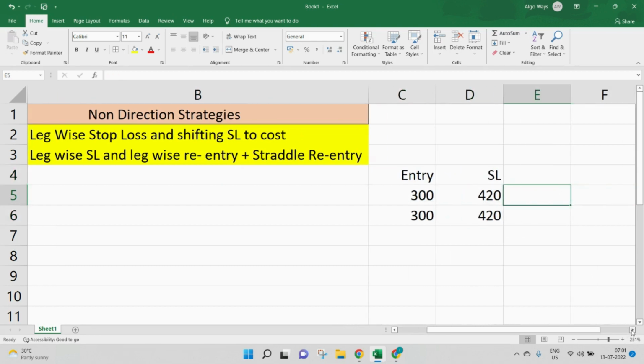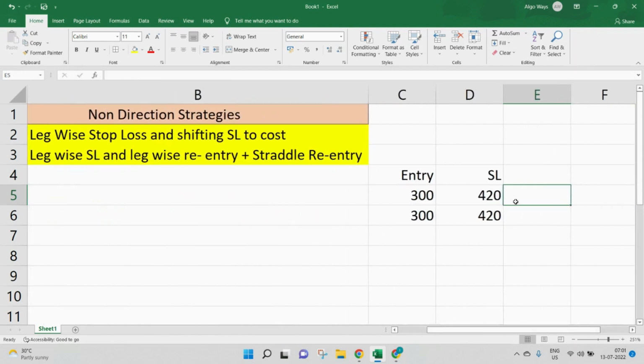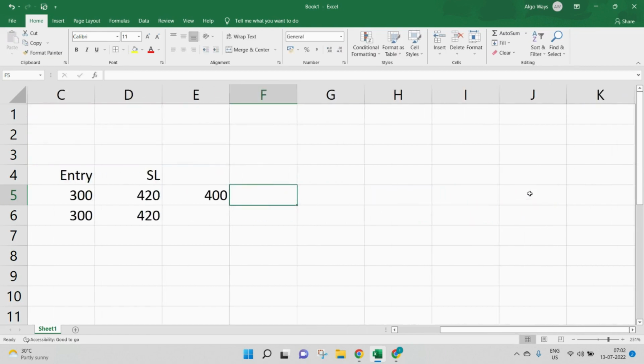Now when the C will hit stop loss, the market is going up. So this hit the stop loss, and then the market starts coming down basically. So it was at 420 when the stop loss got hit, then it will come to 400, 390 and so on.